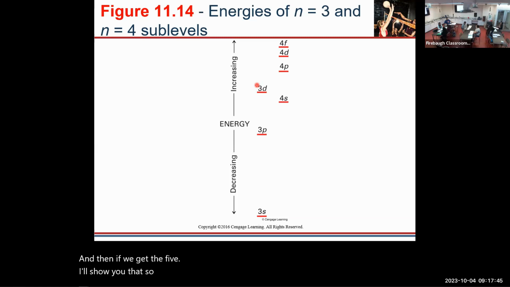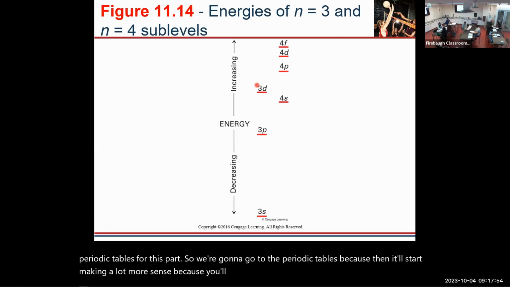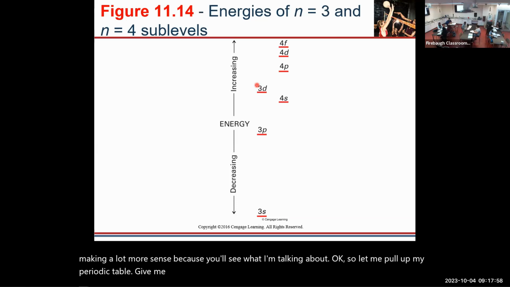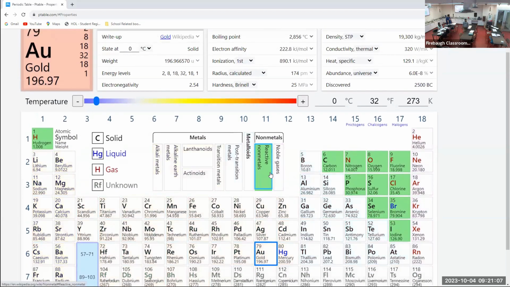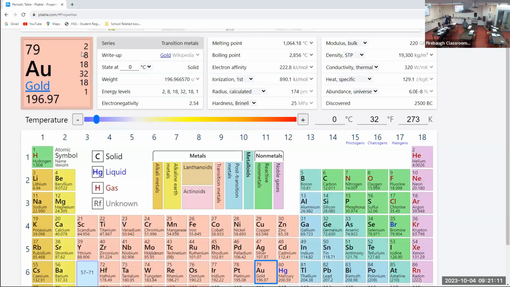So if you guys can do me a favor, pull out your periodic tables. You need your periodic tables for this part. We're going to go to the periodic tables because then it'll start making a lot more sense, because you'll see what I'm talking about. So let me pull up my periodic table. Give me one second. If you look here, these numbers here actually tell you the order of everything.